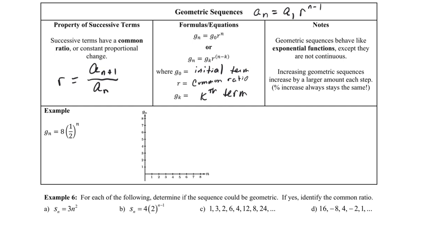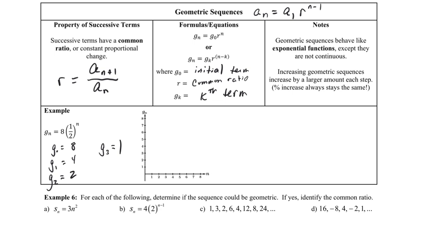We have g sub n equals 8 times 1/2 to the n. So let's go ahead and just plot some points. G sub 0, 1/2 to the 0 power is 1. 8 times 1 is 8. G sub 1 is going to be 4. G sub 2 is going to be 2. Let's go with G sub 3. That's going to be 1. And all I'm doing is substituting in that number for the n and just doing a little bit of arithmetic, okay? So let's graph it.